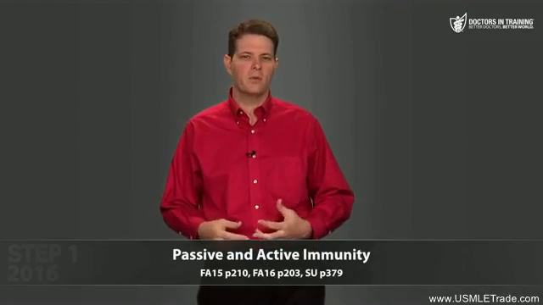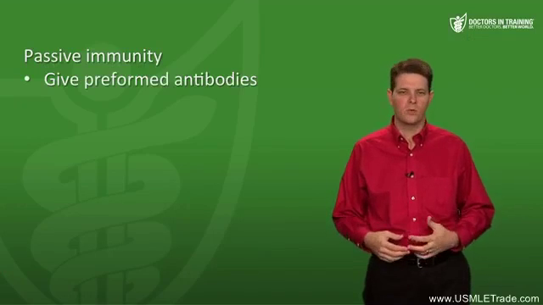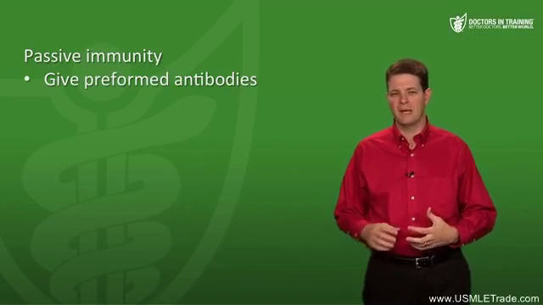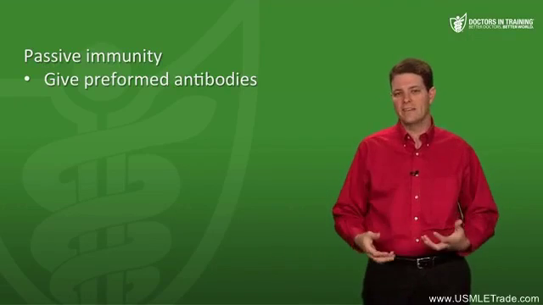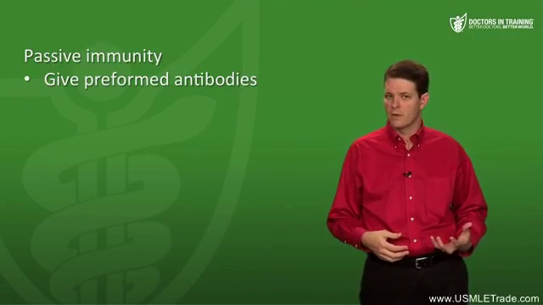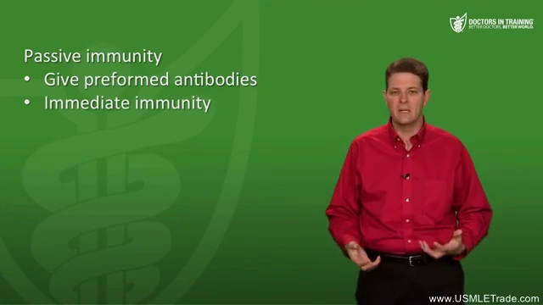We've just been talking about B cells and antibodies. And in this video, we're going to talk about two issues that are related to antibodies: immunization and autoantibodies. In the previous video, we briefly mentioned that passive immunity is where you give somebody preformed antibodies that were made outside their body to enhance the immune system for a short period of time. And obviously, this is going to provide immediate immunity.